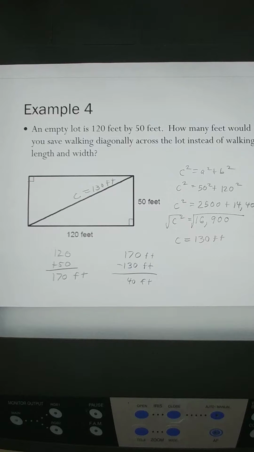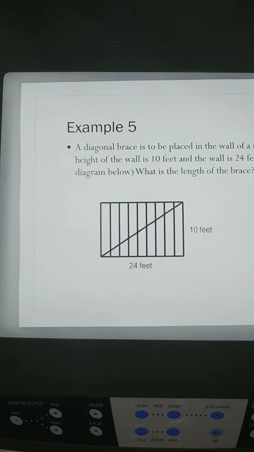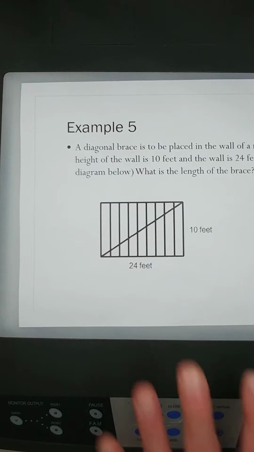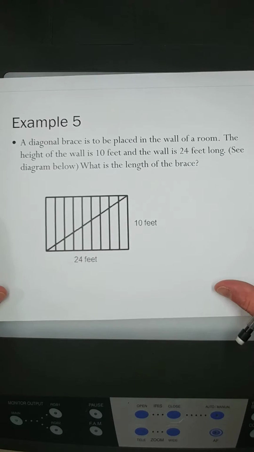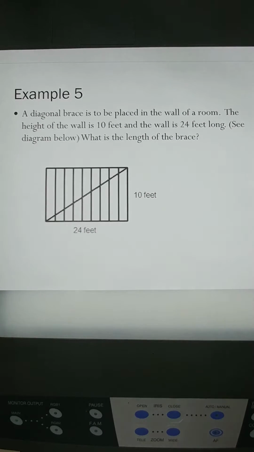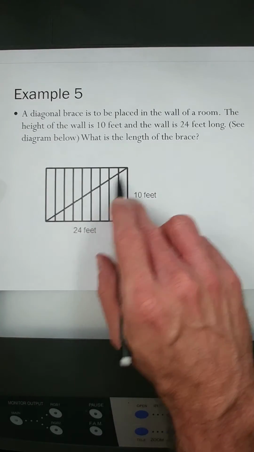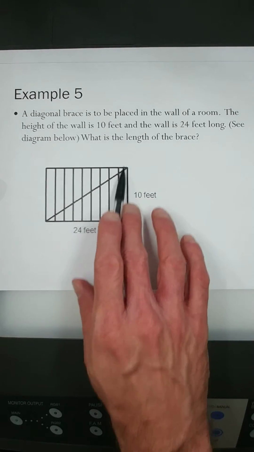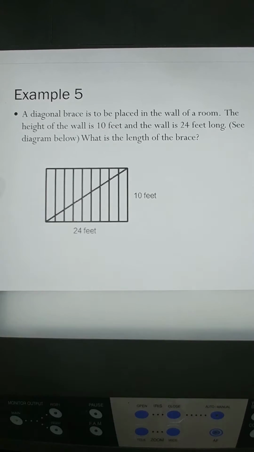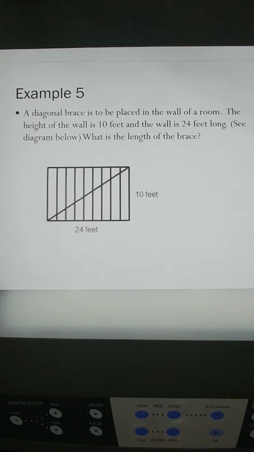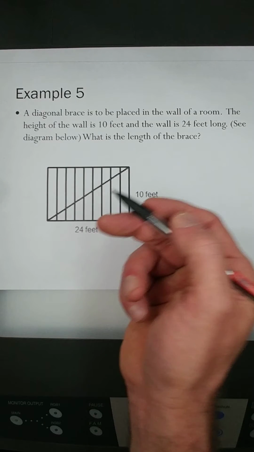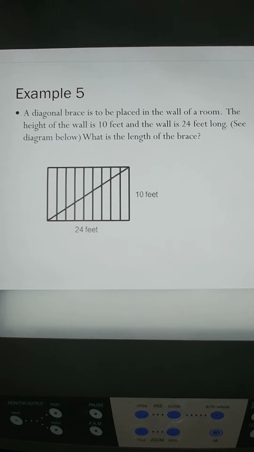Okay, example 5, and again, most of these are the same as in my notes. You'll probably realize at this point sometimes I have different examples than my PowerPoints. In this one, we have a diagonal brace, that's the support brace, on a wall that has a height of 10 feet, and the base of the wall is 24 feet. So the question is, how long do we have to make the brace?